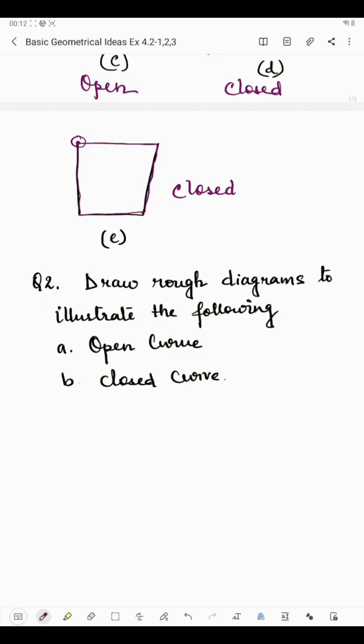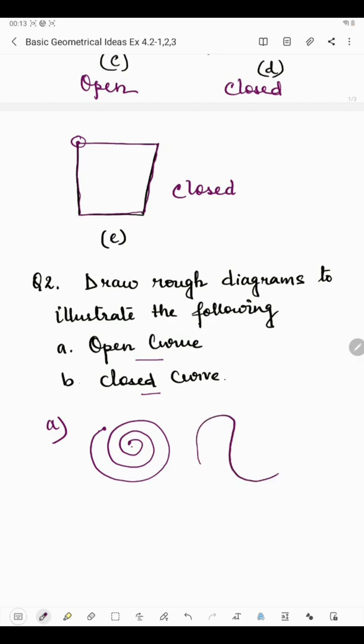Now question number 2 says draw a rough diagram to illustrate the following: open curve and closed curve. So open curve means, as I said, the starting point and ending point are different. Like this is an open curve in which this is the starting point and this is the end point. So here these 2 end points are different. So this can be an open curve. Then if I draw the figure like this, this also can be an open curve.